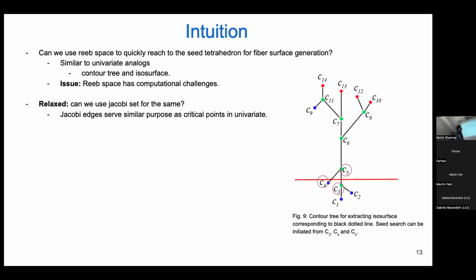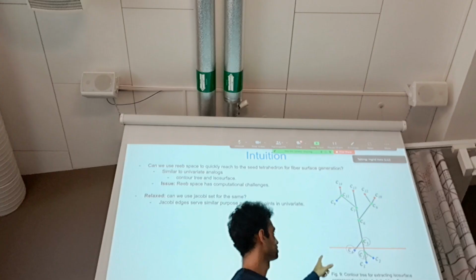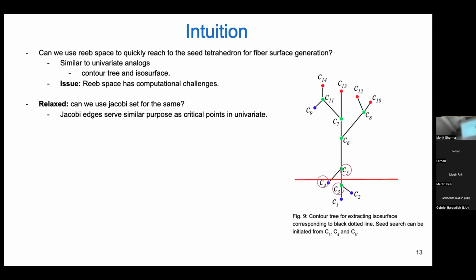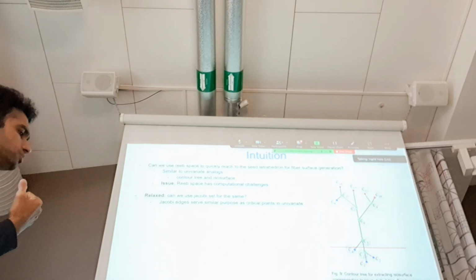If I am given a contour tree here and I want to identify an isosurface corresponding to this particular isovalue, this line is intersecting these two arcs, which means that if I start traversing my spatial domain from these points C4, C3 and C5, the desired isosurface will be lying somewhere nearby. This contour tree representation helps me reach the isosurface faster. We wanted to use the same idea.